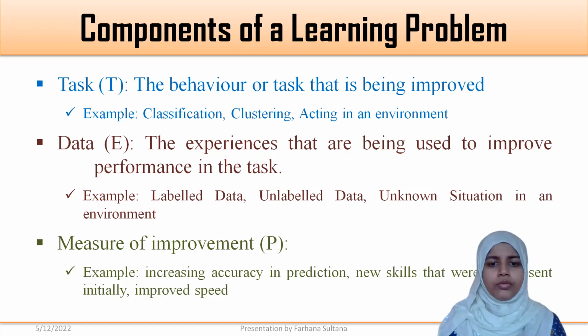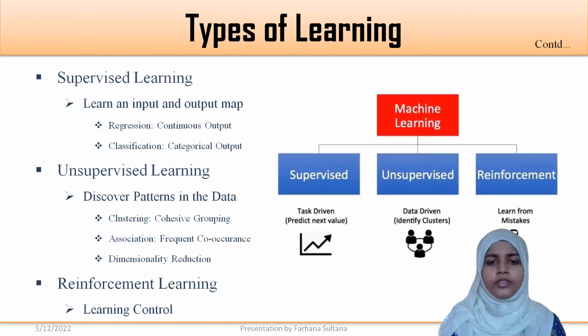So now we are going to talk about different types of learning. There are basically three major types of learning: supervised learning, unsupervised learning, and reinforcement learning. And there is also another kind of learning, which is semi-supervised learning. Okay, so supervised learning, what is supervised learning?